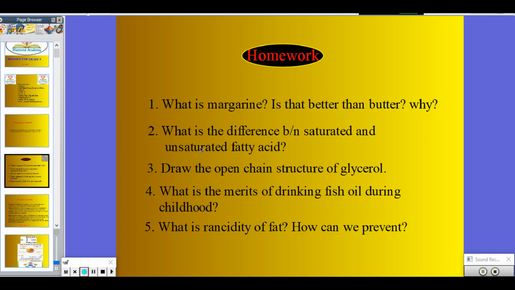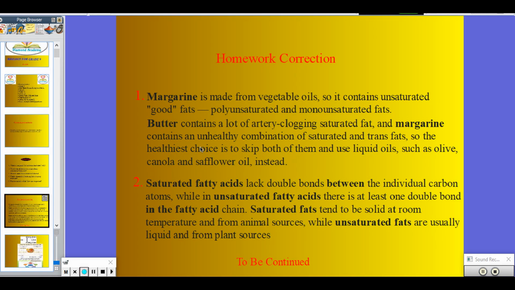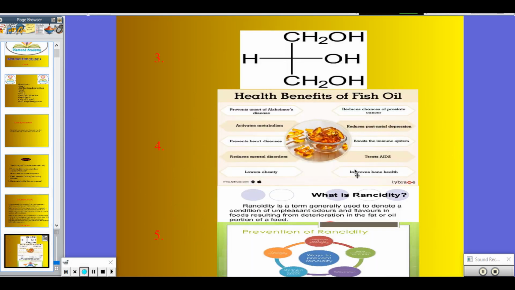And finally, what is rancidity of fat and how can we prevent it? Rancidity is a term generally used to denote a condition of unpleasant odors and flavors in foods resulting from deterioration in the fat or oil portions of a food. As preventions of rancidity, we have different ways they can be prevented. So this is one of the answers of the homework part.